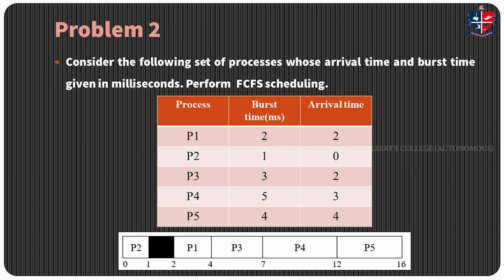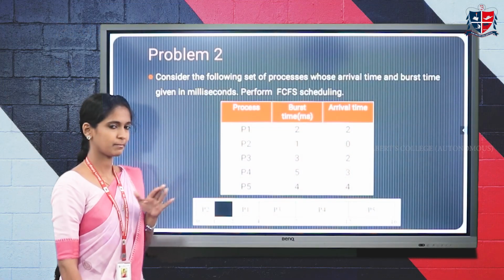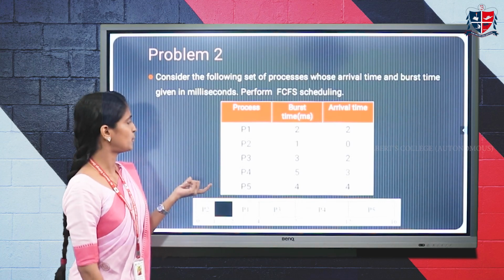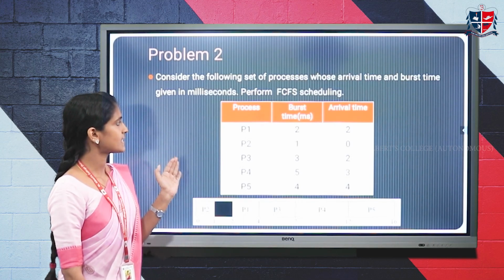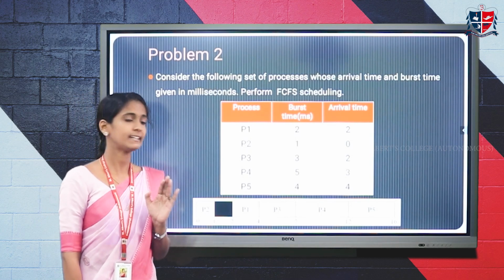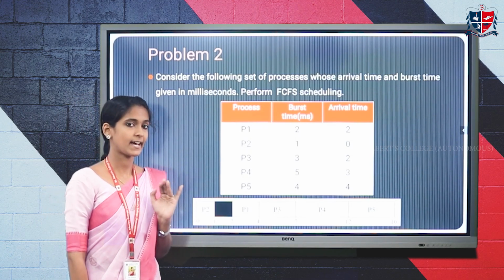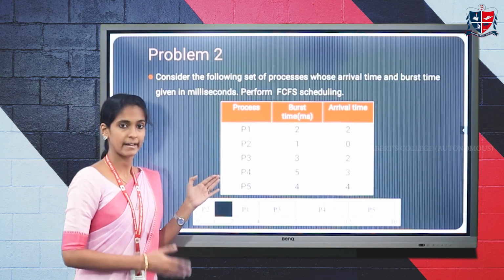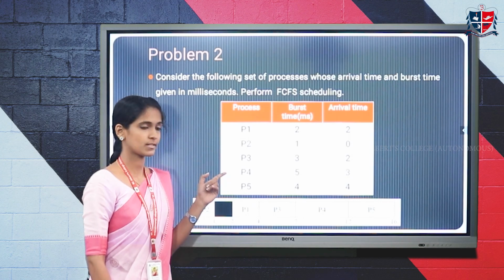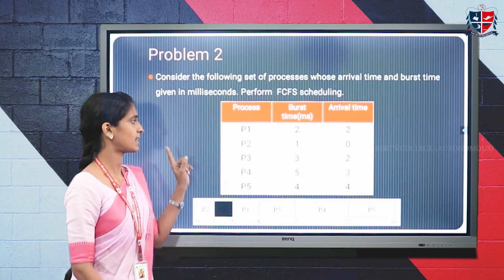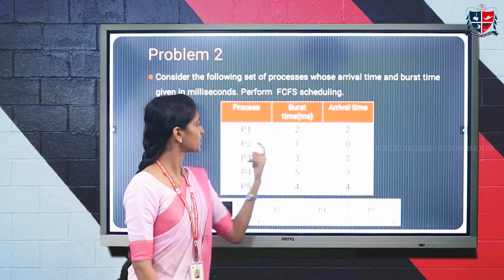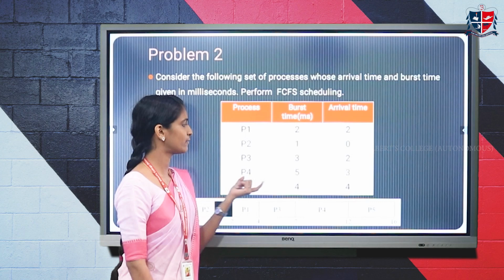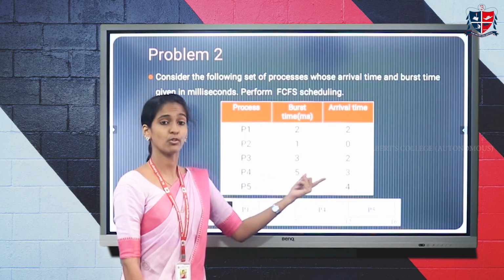So this is another example. I think from the previous example itself you have been cleared. Now let's have a look at this example too. In the previous example, all the processes arrived at time 0. But in this case, the processes arrive at different time intervals. That means P1 is arriving at time 2, P2 at 0 milliseconds, P3 at 2 milliseconds, P4 at 3 milliseconds, and P5 at 4 milliseconds.